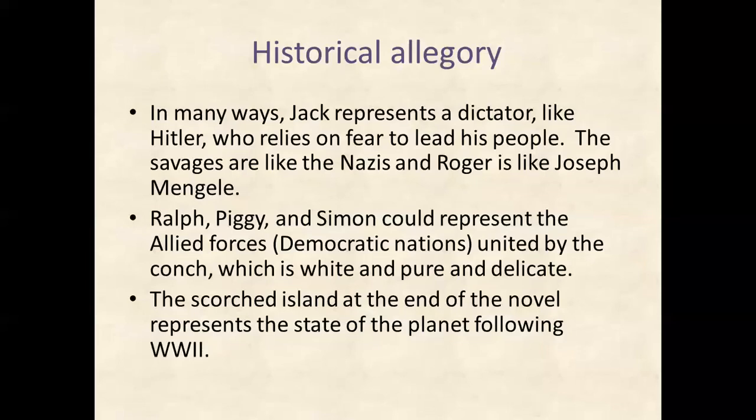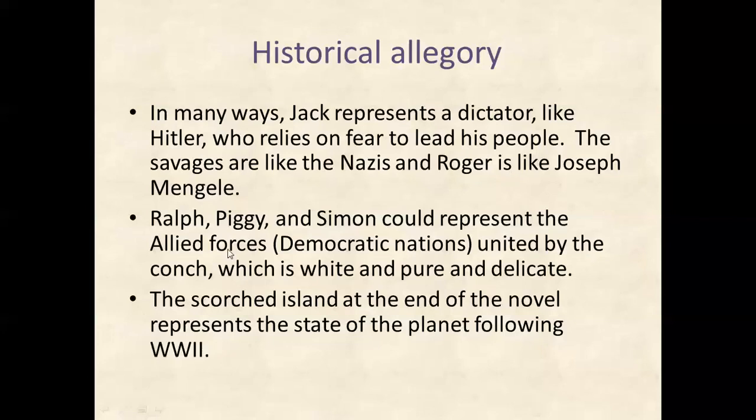And his best way of doing that is using a companion like Roger, who is this really threatening force, this maniacal force on the island, much like Joseph Mengele, who was this really sinister Nazi doctor who would have struck fear into society in general. So the savages at the end of the book become kind of like the Nazis, and again, Roger could be compared to somebody like Mengele.